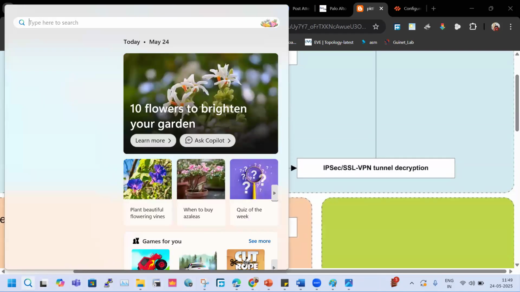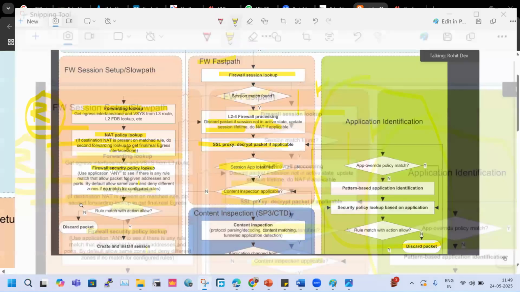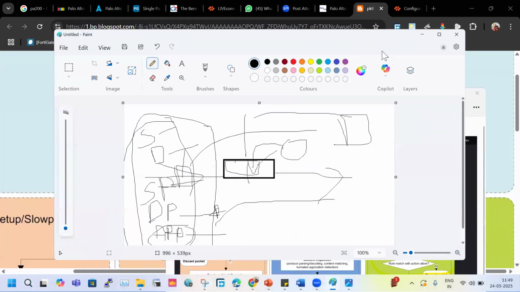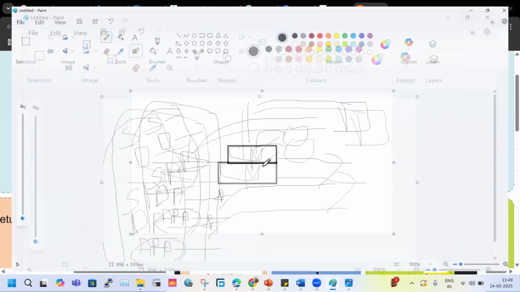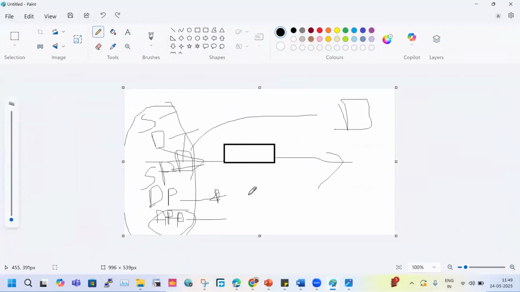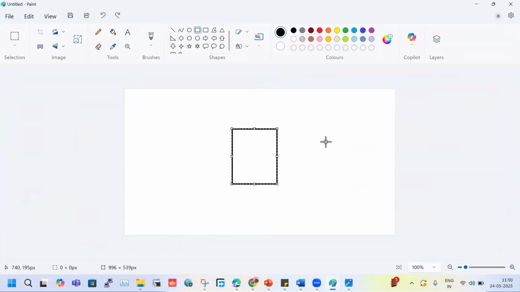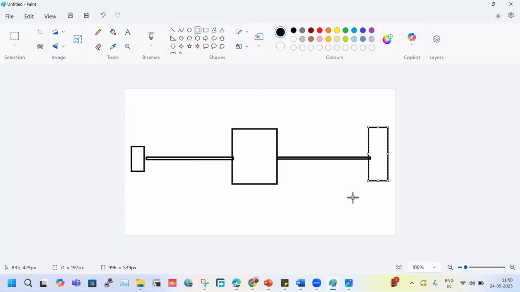Okay, let me elaborate with an example that will make more sense. Let me go to the pane. Suppose this is our firewall, and here we have one user sitting in our local area network. Here we have a web server or public server available on the internet.